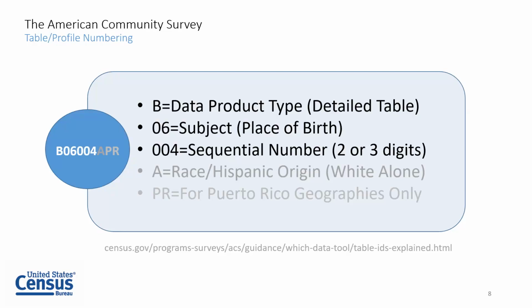Element 4 is the race iteration for the table, and in this case, each table is repeated for the 9 major race and Hispanic or Latino groups, A through I. The A stands for white alone. A table will only have this letter if it is a table that is in those race-iterated table series. Element 5 is for tables where the content of the table for Puerto Rico differs from the U.S. table, and the PR will only be included if the table is from the Puerto Rico Community Survey.